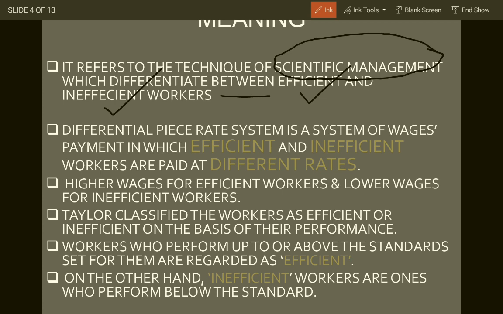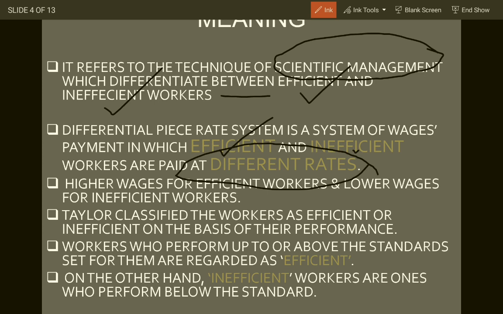Differential piece wage rate is a system of wage payment in which efficient and inefficient workers are paid at different rates. Efficient workers will be paid differently and inefficient workers will be paid differently. F.W. Taylor said higher wages for efficient workers and lower wages for inefficient. The worker who is performing more than standard should be paid more, and the worker who is performing less than standard should be paid less.